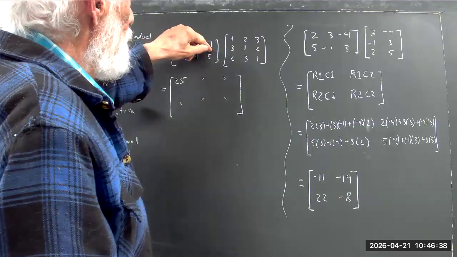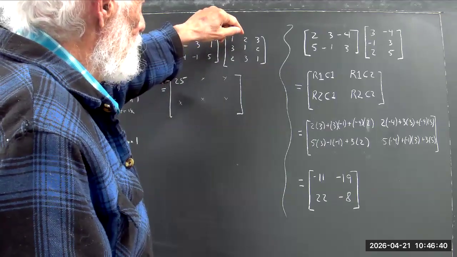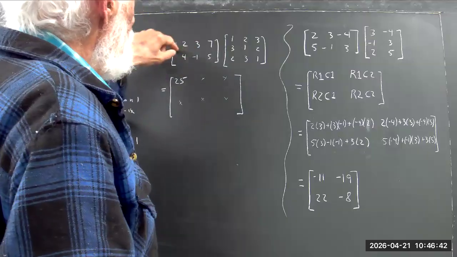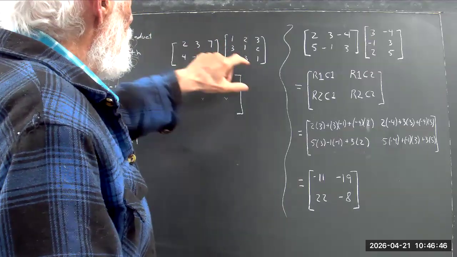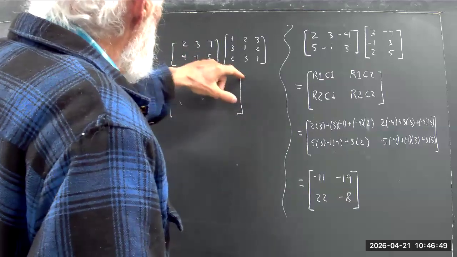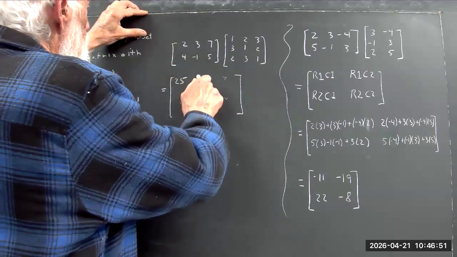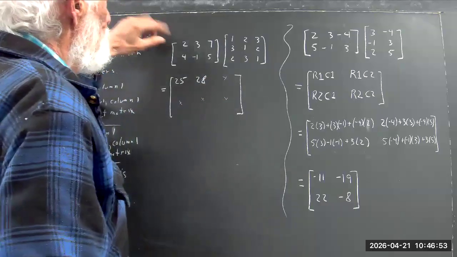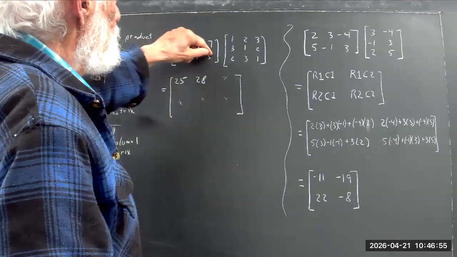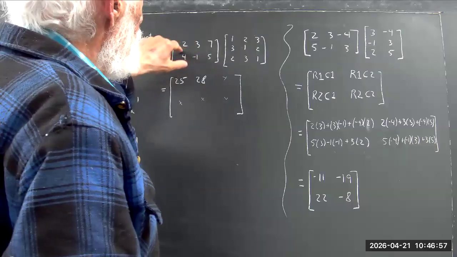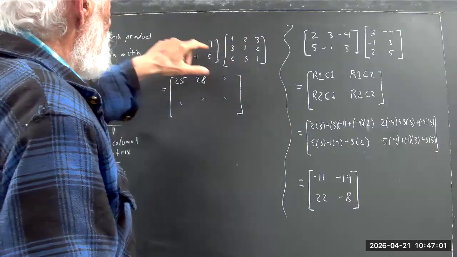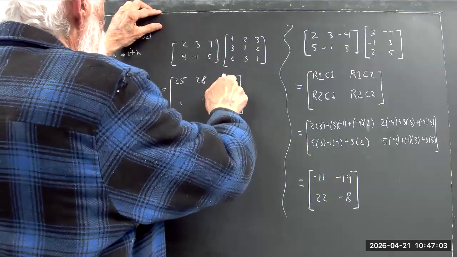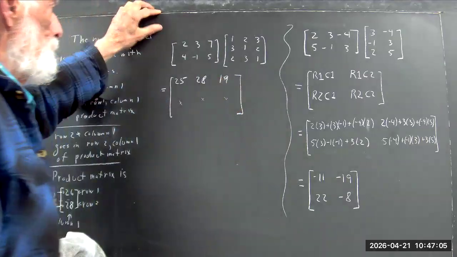Okay, then the 2, 3, 7 multiplied by the second column of the second matrix, 2, 1, 3. 2 times 2 is 4. 3 times 1 is 3. That makes 7. 7 times 3 is 21. 21 and 7 makes 28. Okay, then 2, 3, 7 times 3, 2, 1. 2 times 3 is 6. 3 times 2 is 6. That makes 12. 7 times 1 is 7. 12 and 7 is 19.